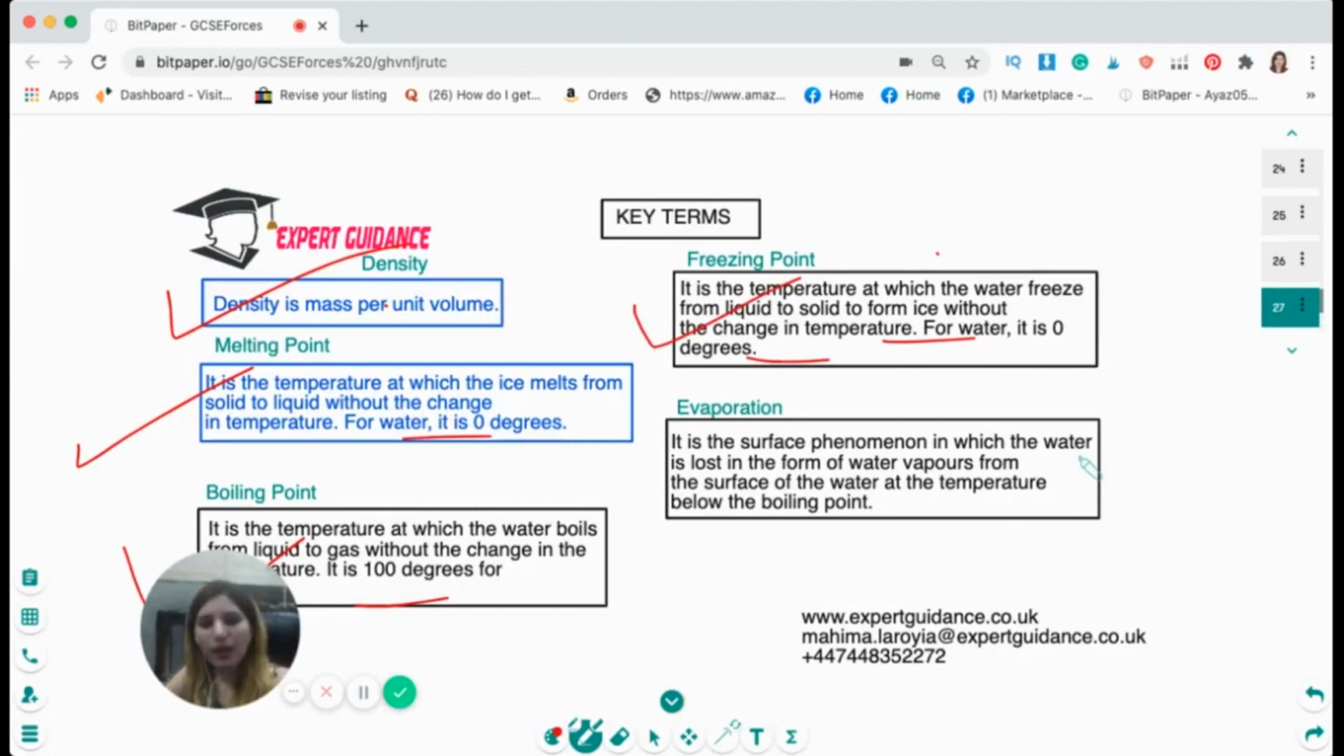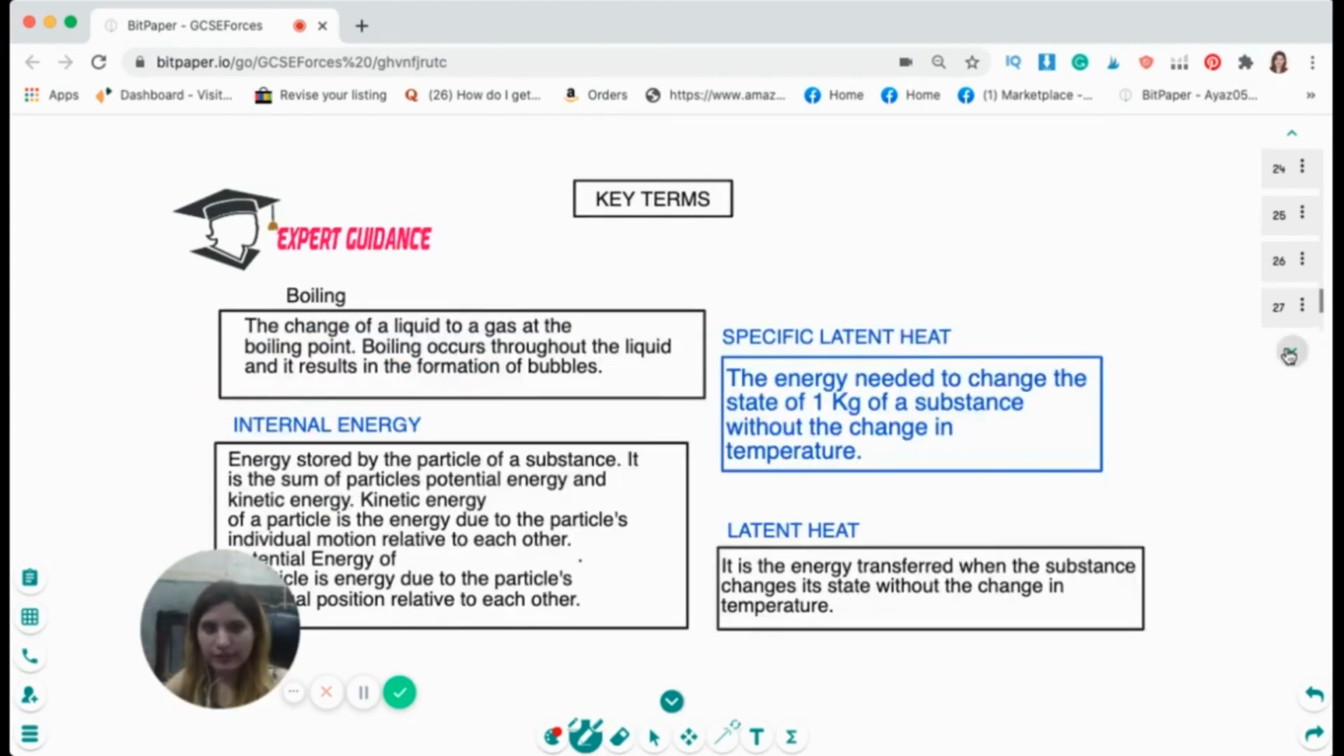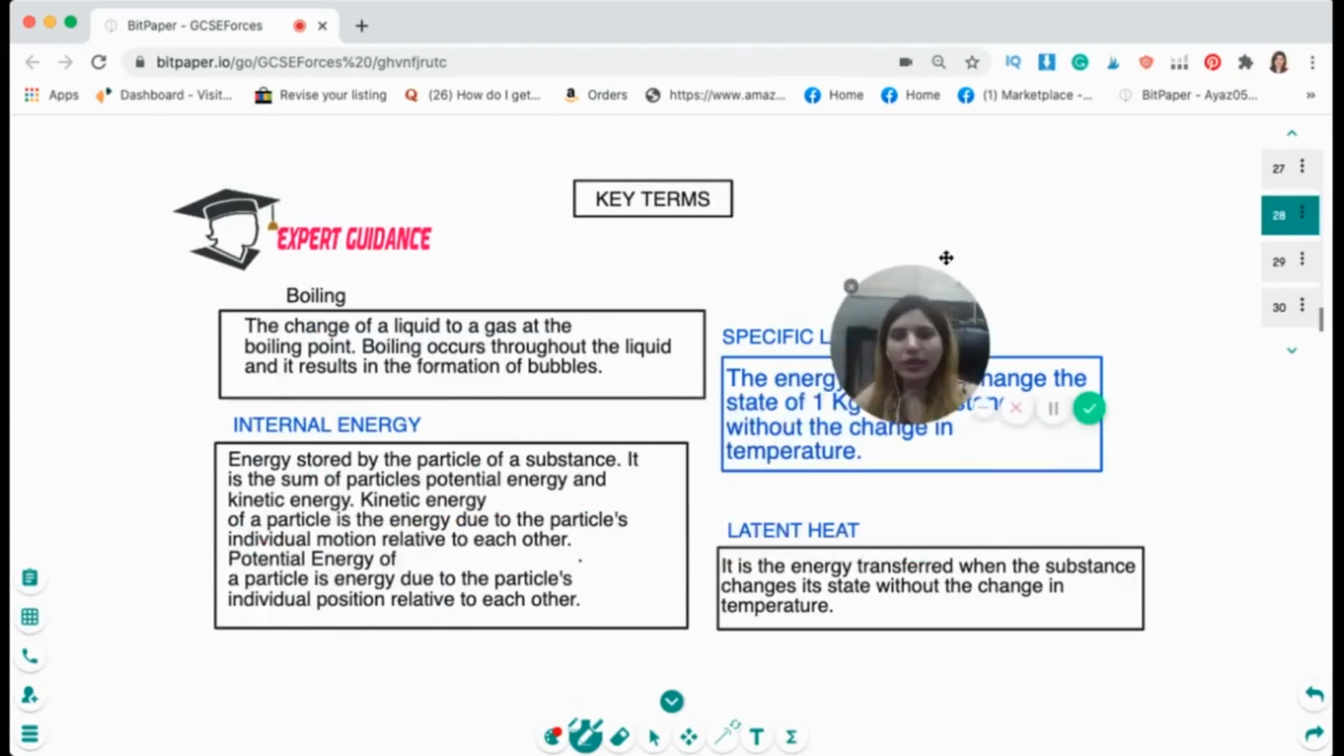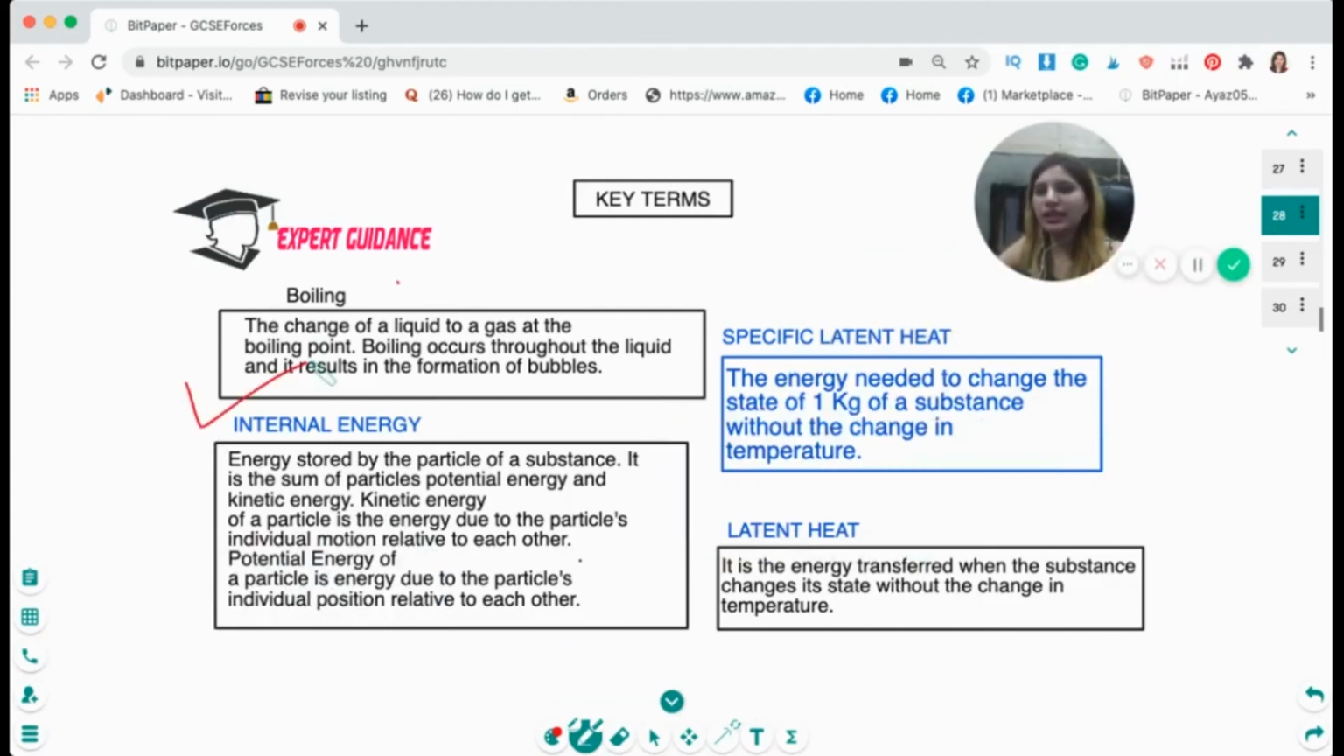Evaporation is a surface phenomena in which the water is lost in the form of water vapors from the surface of the water at the temperature below the boiling point. Boiling is a change of liquid to a gas at the boiling point, and boiling occurs throughout the liquid and it results in the formation of bubbles. Internal energy is the energy stored by the particle of the substance. If you remember, we discussed it as a sum of kinetic energy and potential energy, whereas kinetic energy is the energy due to the particles' individual motion relative to each other, and potential energy is the energy due to the particle individual position relative to each other.